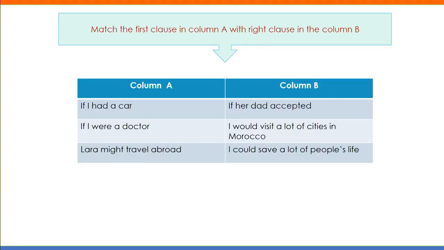Okay, now let's move to practice. Here you have to match the first clause in column A with the right clause in column B. We have: if I had a car, if I were a doctor, Lara might travel abroad. In column B, we have: if her dad accepted, I would visit a lot of cities in Morocco, I would save a lot of people's lives. Okay? You might be thinking of this.